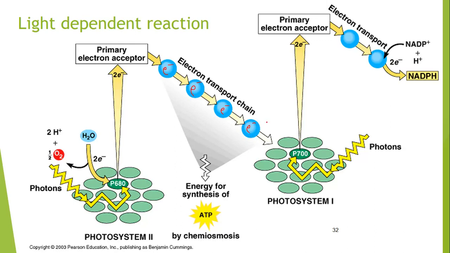Once the electron gets to the bottom of the staircase, it ends up in the second photosystem, photosystem 1, where it gets boosted up again. But instead of this time going down the staircase, it is put into NADP plus the proton, and we get NADPH. Okay, so this set of reactions right here is known as the light-dependent reaction.